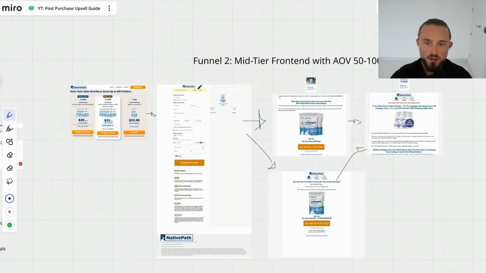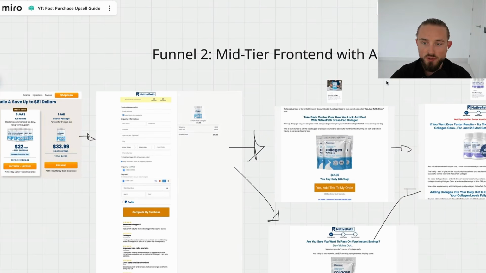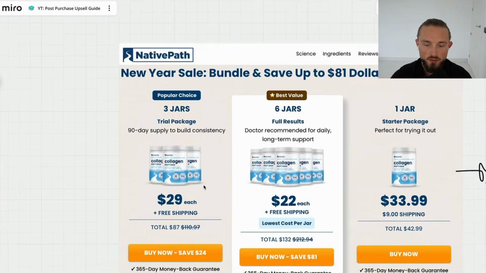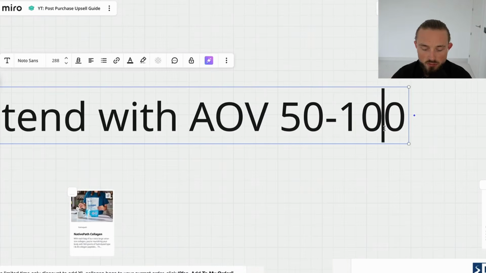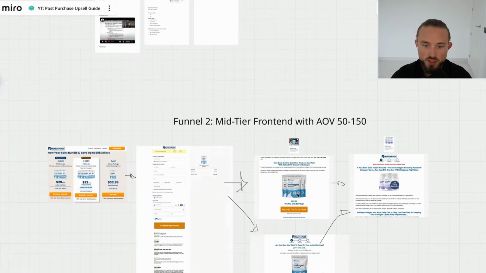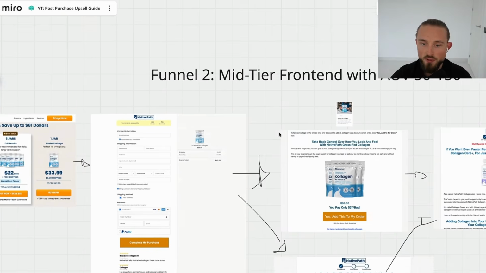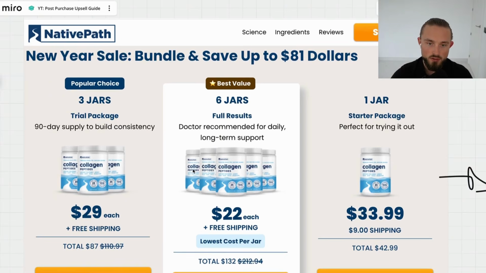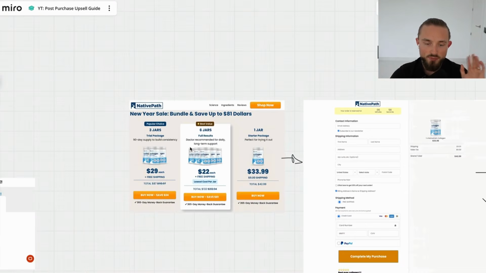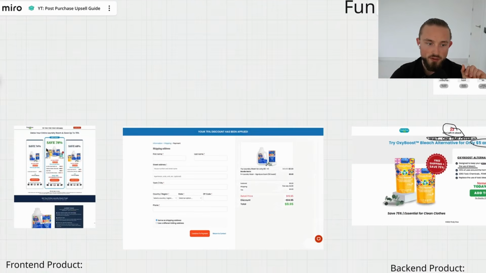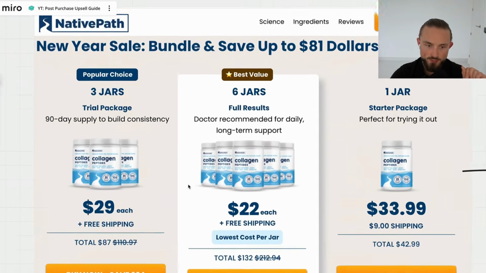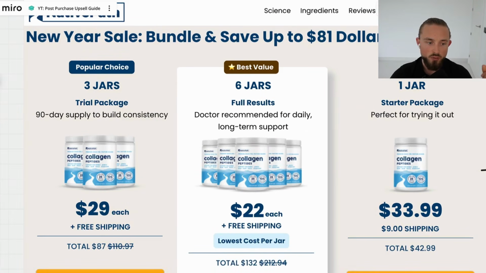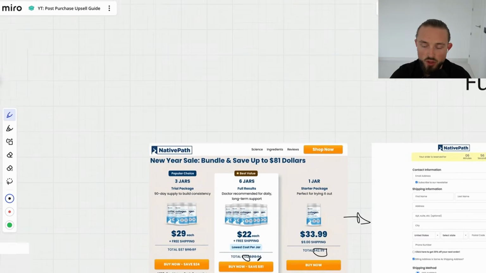Now let's look into funnel number 2, which is this mid-tier frontend with an AOV of 100 to 150. Now let's look at this mid-tier funnel, which is a funnel with an AOV of 50 to 150, and essentially they sell these collagen peptides on the front end, right? So this is essentially the sales page. You can see that super similar to here, we already have different bundles on the front end, and this is the sales page, right? So you can buy everything from 1 jar to 3 jars to 6 jars, everything from 40 to 99 to as high as 132 on the front end.